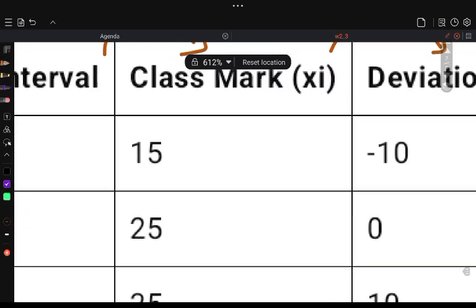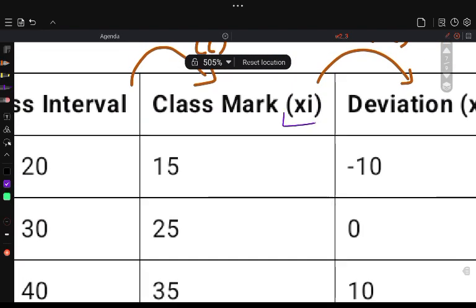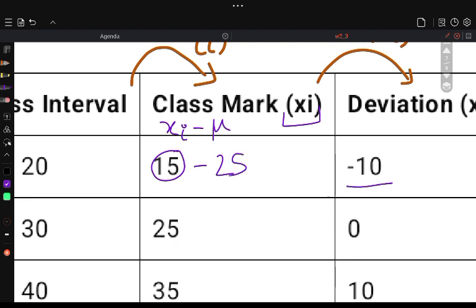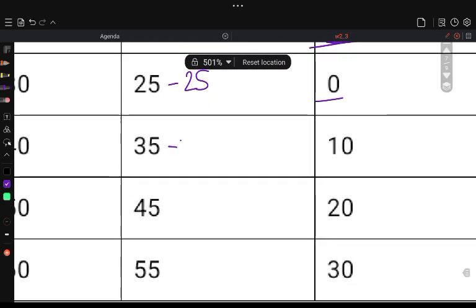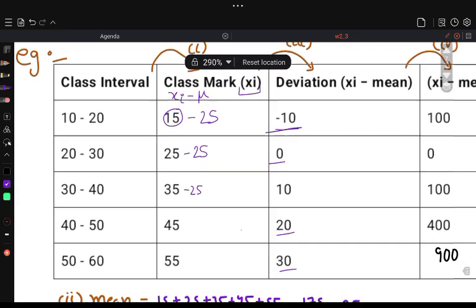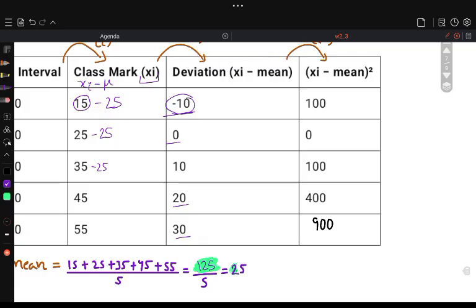See, now we want to take the deviation, so xi minus mean. So xi is 15, minus the mean, 25, so minus 10 comes out to be the deviation. So 0 comes out to be the deviation here. Minus 25: 10, minus 25: 20, and minus 25: 30. See, here the deviation is minus 10 and here the deviation is 10.